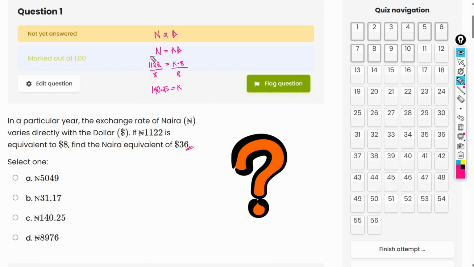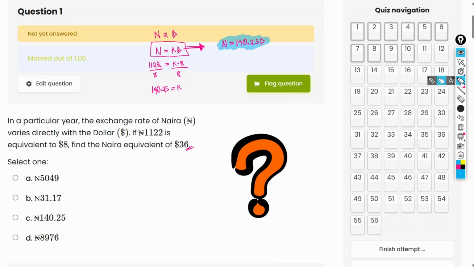Using this, we can substitute the value for K to get the standard equation that relates both of them: N is equal to 140.25 D. That's the standard equation, and this equation is the most important one.